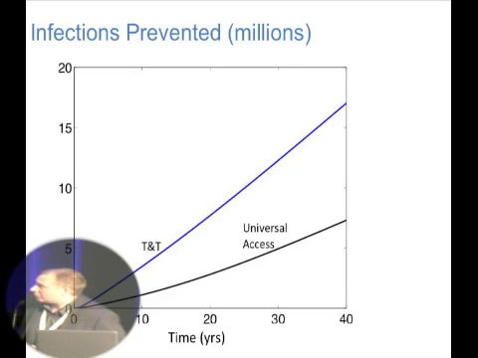Again, looking at the infections prevented, in millions, over time, you see both the test and treat strategy and the universal access strategy prevent a very substantial number of infections. However, of course, test and treat prevents considerably more.